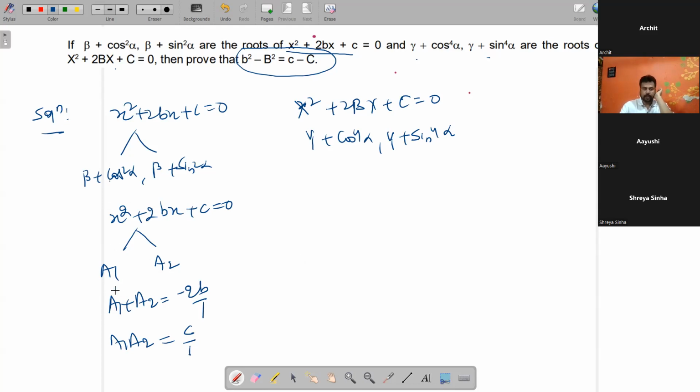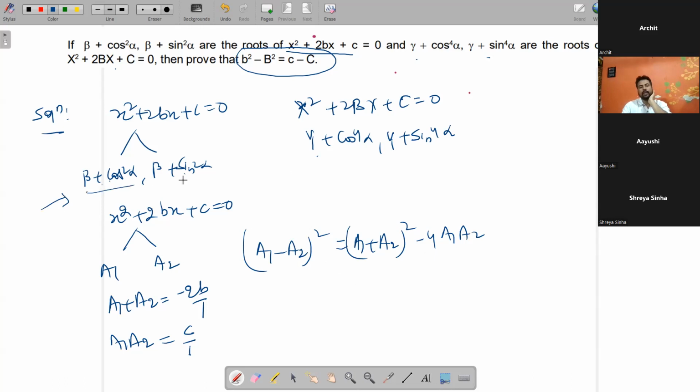If you put a1 and a2 here, beta plus beta is 2 beta, gamma plus gamma is 2 gamma. But you do not need beta and gamma. So find the difference of the roots. That is, a1 minus a2 whole square can be written as a1 plus a2 whole square minus 4 a1 a2. Now apply this for the first equation and then the second.